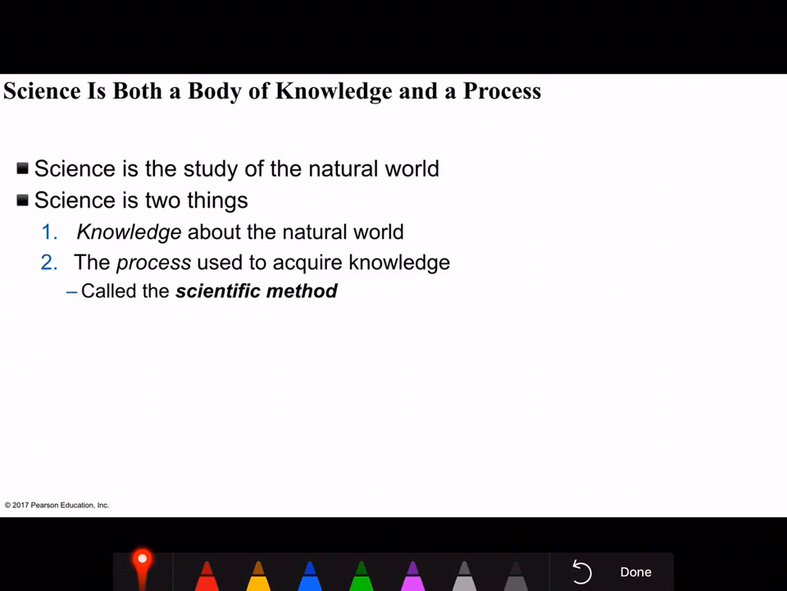Now, a core concept in studying and understanding human biology is to understand science and the scientific method as a trustworthy way of generating and acquiring knowledge. Science in our course is the study of the natural world, and it is made out of two things: knowledge about the natural world, and second, the process used to acquire this knowledge, which is called the scientific method. So we want to gain knowledge about the natural world, and that knowledge has to come through the scientific method, and that is important.